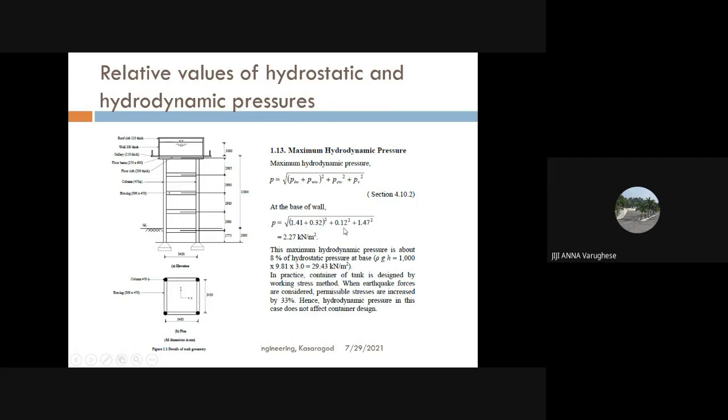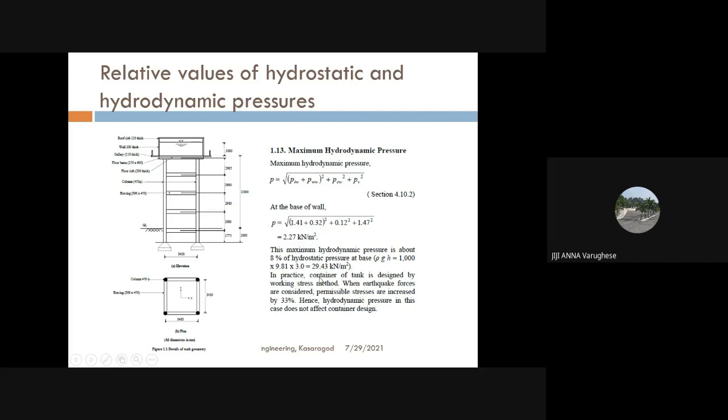Then convective pressure. Convective pressure is maximum at the top, but it has a lesser value at the bottom, but that is also considered, 0.12 only. And the value of hydrodynamic pressure due to the vertical acceleration is coming as 1.47, and this 1.47 is almost equal to the impulsive pressure acting on the wall. And using this equation, we can find out the net design hydrodynamic pressure. It is coming as only 2.27 kilonewton per meter square.